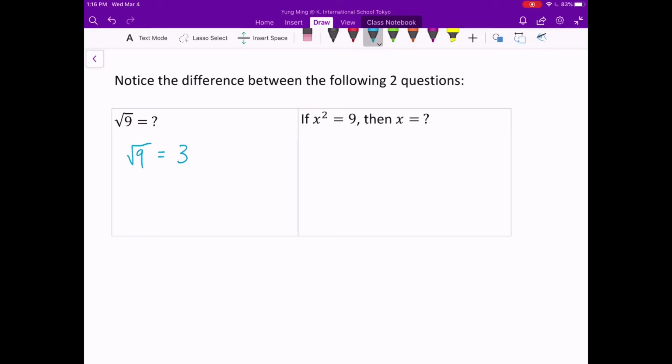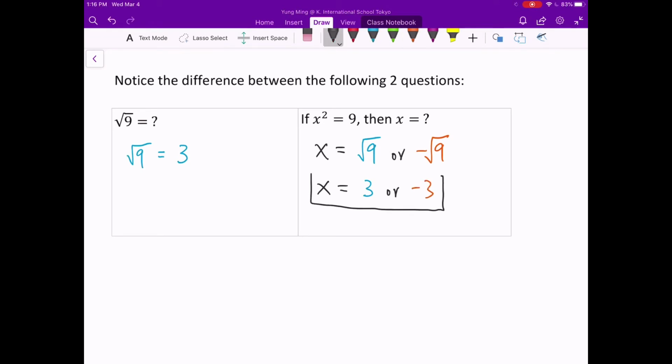On the other hand, if you have x squared equals 9, your x will be equal to, as we said before, two versions. One is the square root 9 that you got from the left. But the other one is the minus square root 9 over here. As you can see, the blue one will give you a positive 3, and the orange one will give you a negative 3. So in this case, I have two answers for this question. x equals 3 or negative 3. Whereas this one over here, my answer is just simply 3.